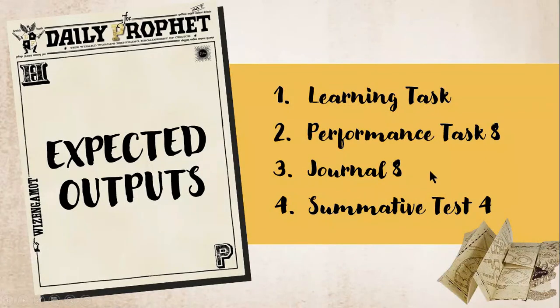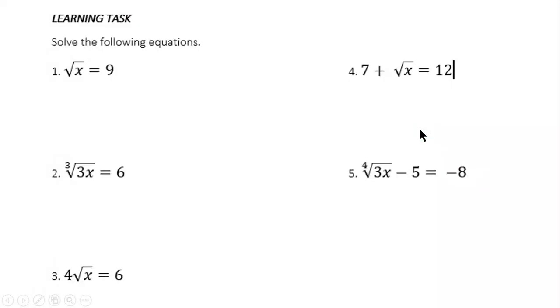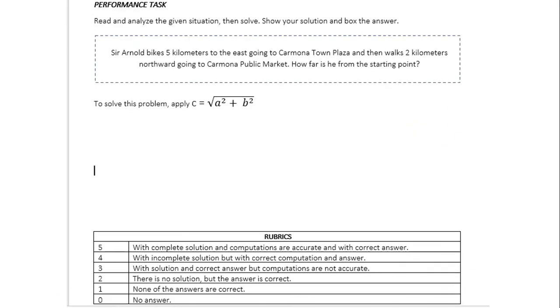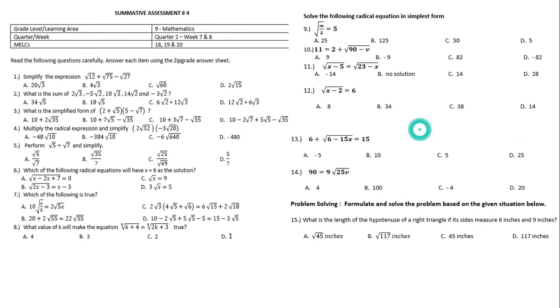In our expected outputs, you have the following to submit. We have the learning tasks, performance tasks, journal, and the summative test. So this is our learning task, this will be our performance task, this is our reflective journal, and this is our summative assessment. Should you have any questions or clarifications, don't hesitate to ask your subject teachers. That would be all.